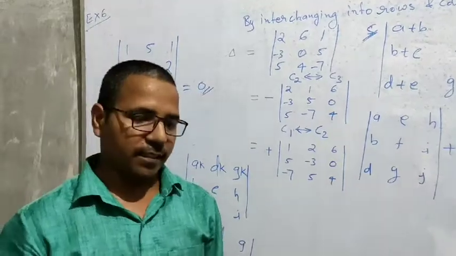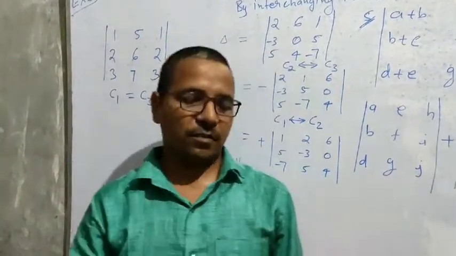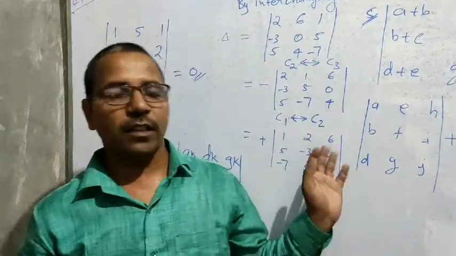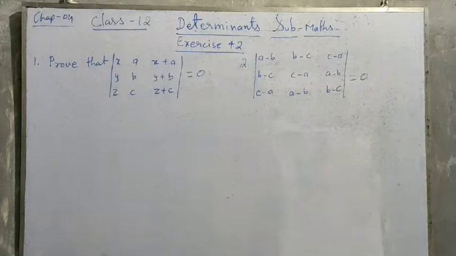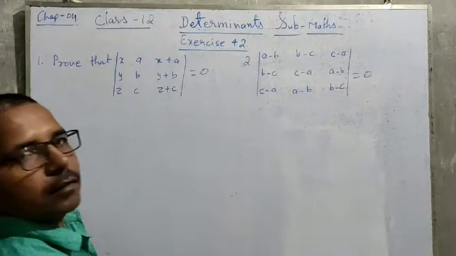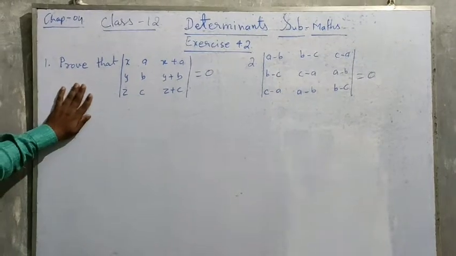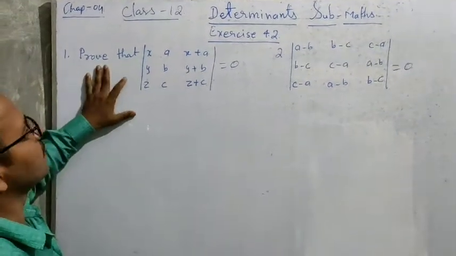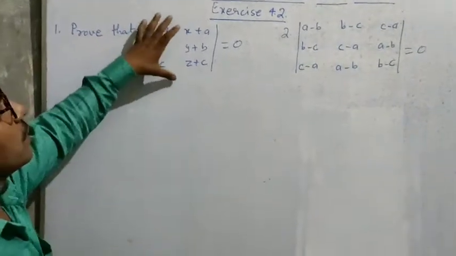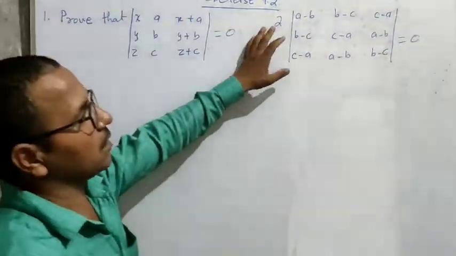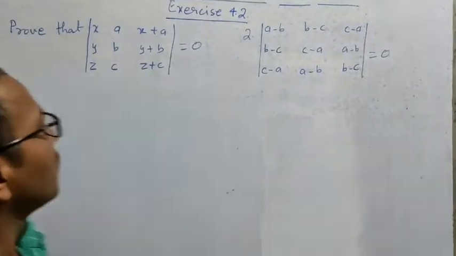So students, let's start here. Exercise 4.2. We will see some questions here by using all these 5 properties. Exercise 4.2, question number 1 tells us that by using the properties we have to prove this, and question number 2 also has to be solved using the properties.